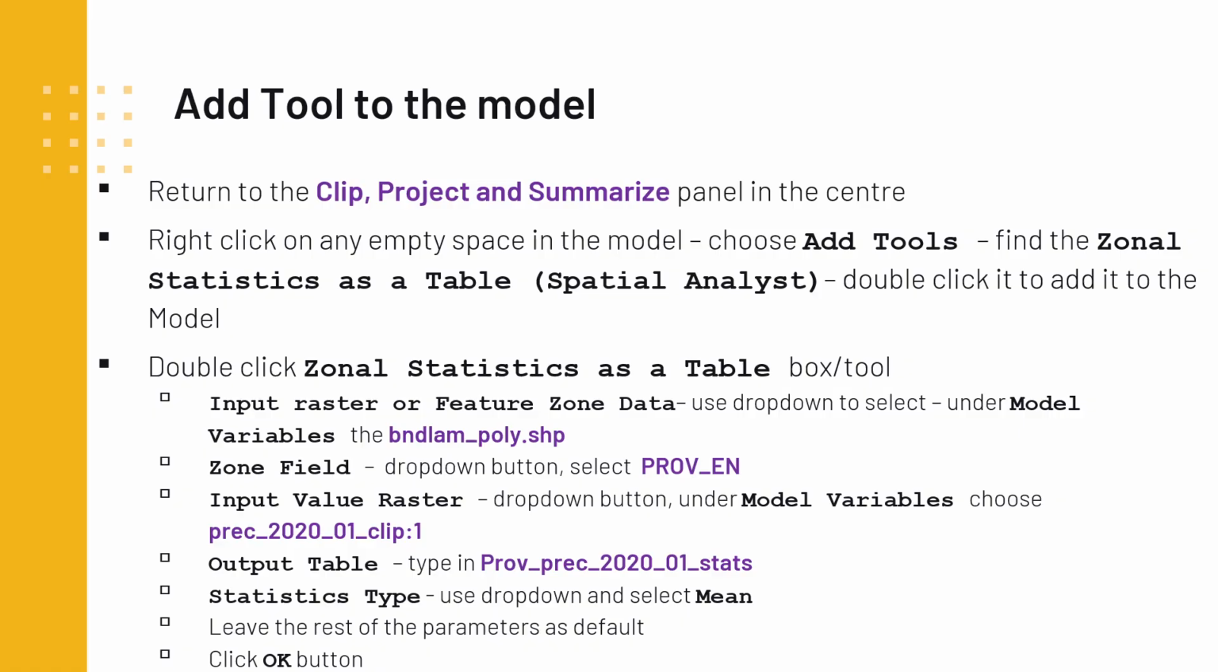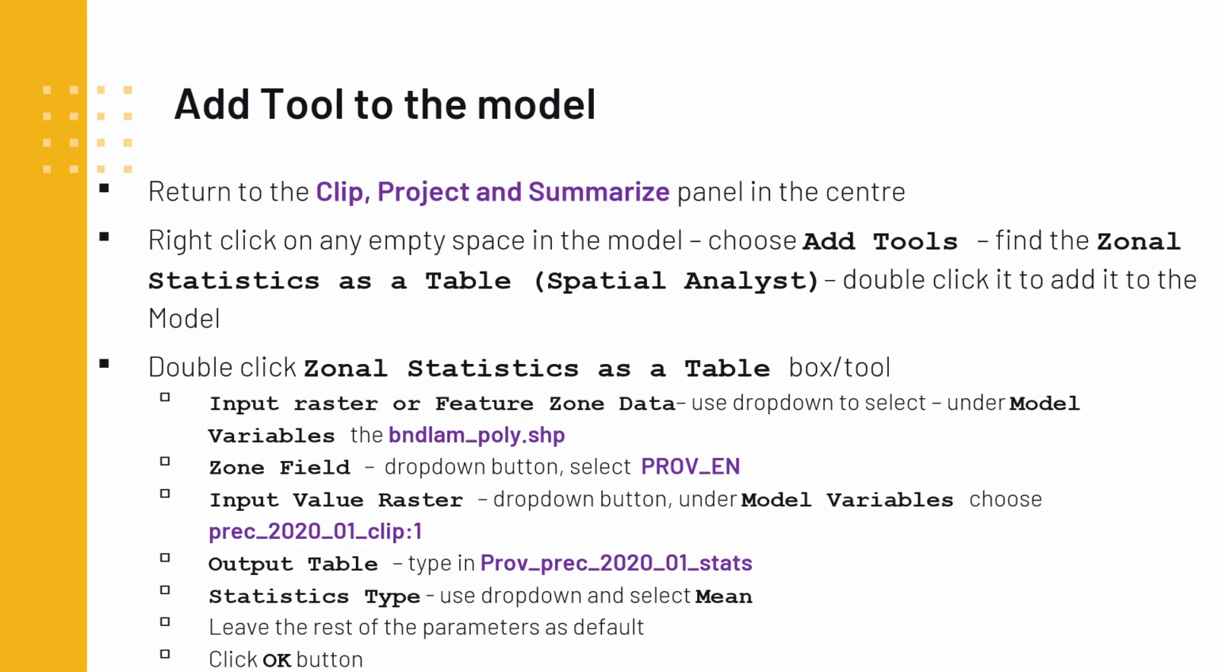Okay, then we're going to double-click on it so it gets added into the model. And when you do this, you should see that half of your model has been run and the other half is not ready to run yet, because of that gray color. So now what we need to do is double click on the Zonal Statistics as a table box or tool that's there.